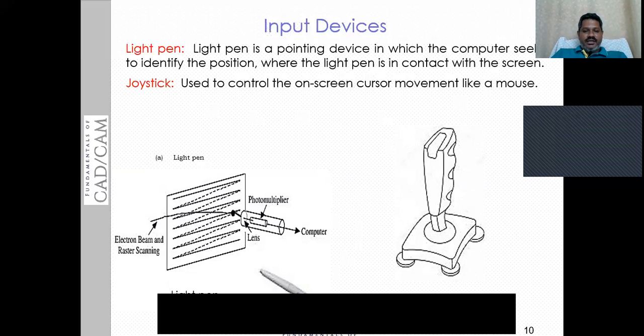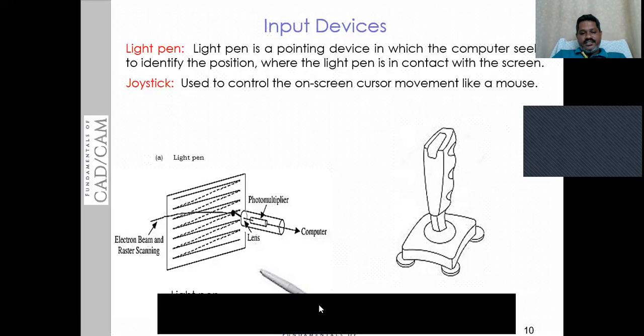I mean, electrically charged. When this electrostatically charged pen is moved on the phosphor-coated screen, the particles on the screen will be energized to get the image, or to control the movement of the cursor on the screen.